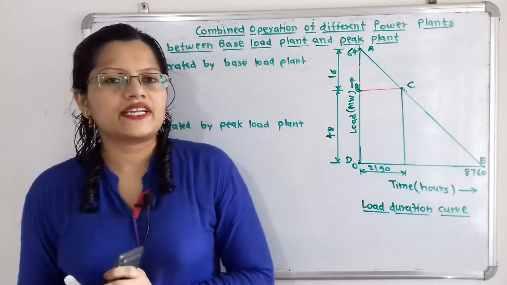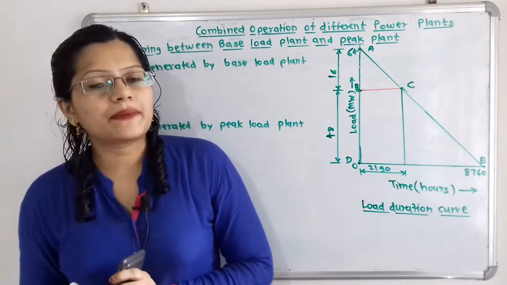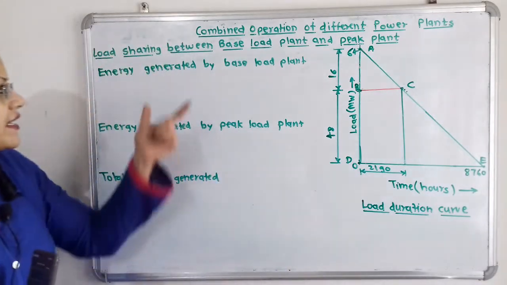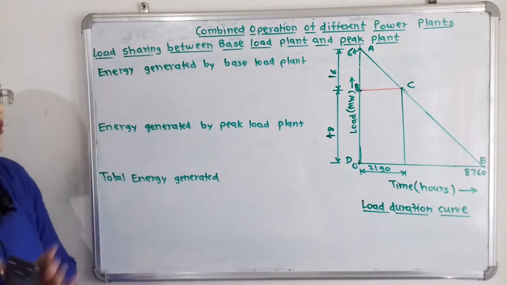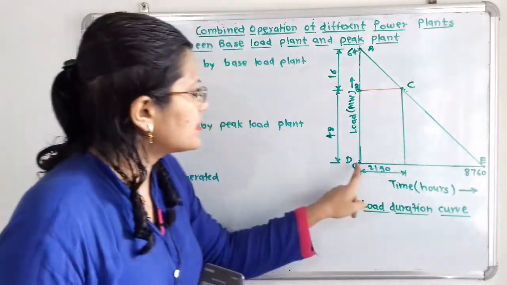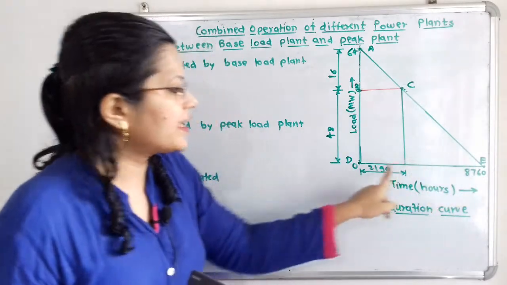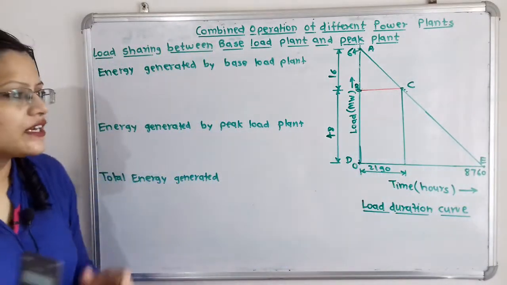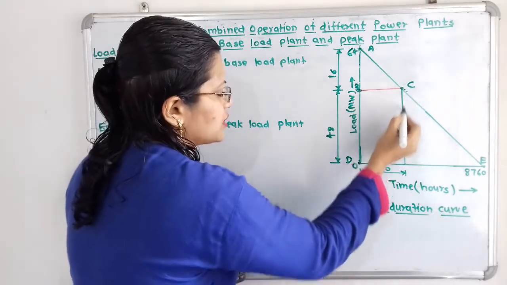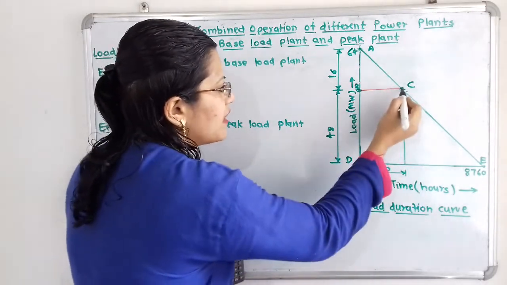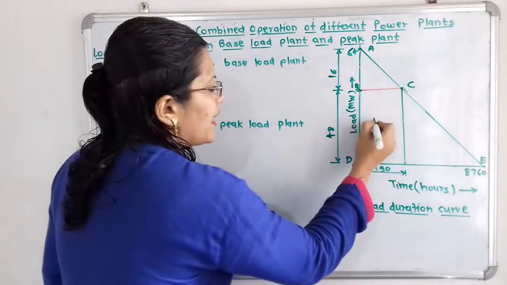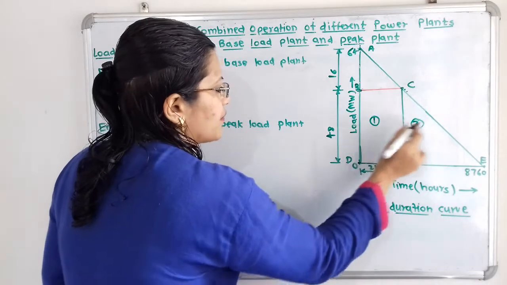Now we will calculate the energy generated by the base load plant as well as the peak load plant. So how to calculate the energy generated by the base load plant? It is nothing but the area under BCEDB. So this whole area we have to calculate. Now this area is the addition of two sections. The first section is in the form of a rectangle and the other section is in the form of a triangle. So we have to add these two areas, area 1 and area 2.